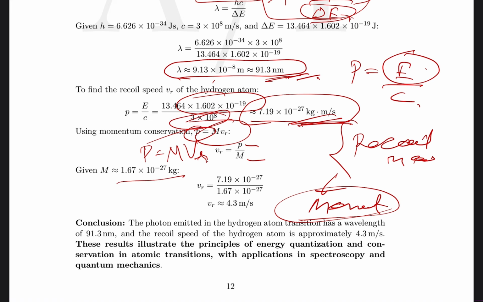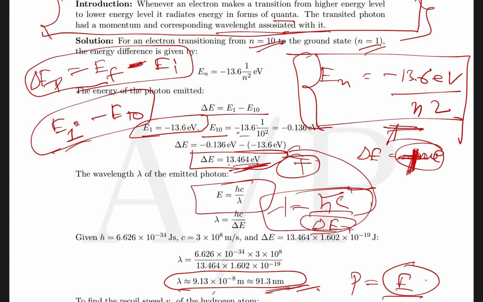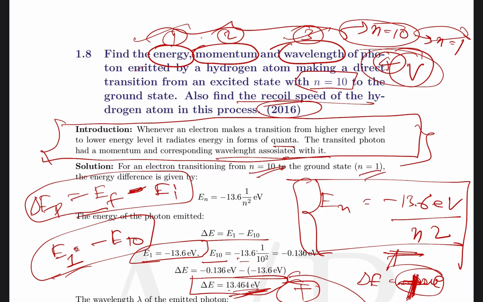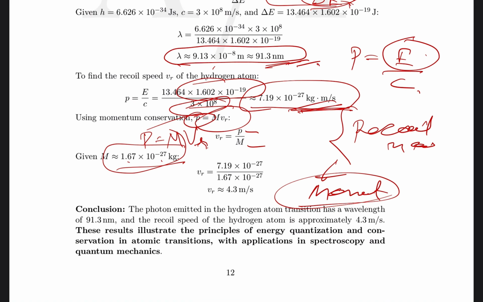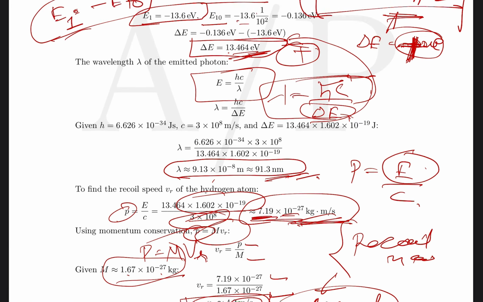Now M is 1.6 × 10^-27 kg. This is our mass, and the momentum we have already found, 7.19 × 10^-27 kg m/s. So this is our momentum and this is our mass. So we get the velocity as 4.3 meters per second. Okay, this will be our final expression. Again, the units here are important, the recoil velocity.